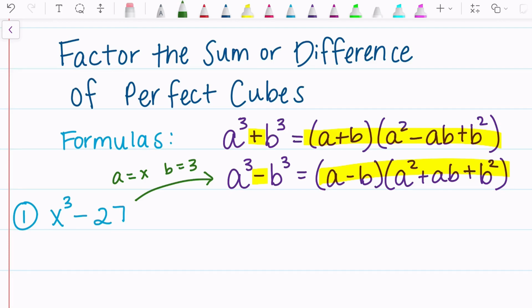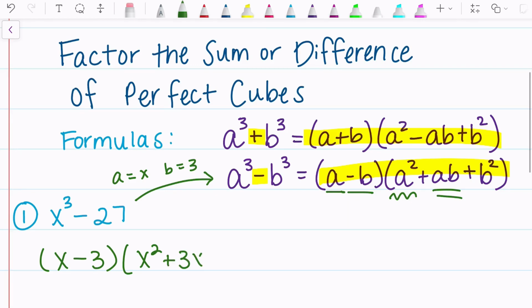So the formula says take a, subtract b. So I've got a subtract b. It's just the cube root of those things. The cube root of x cubed is x. The cube root of 27 is 3. And then I'm going to take that a value and square it, so that would be x squared. Then I'm going to multiply the a and the b value together, so that would be x times 3, which is 3x. And then I'm going to square the b value, so that would be 9, because that's 3 squared.